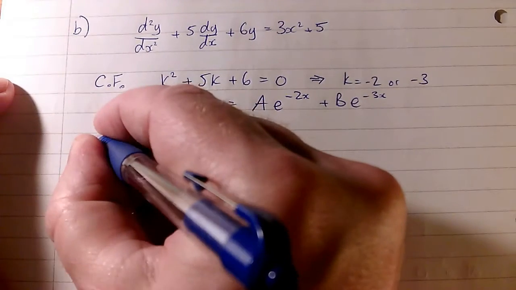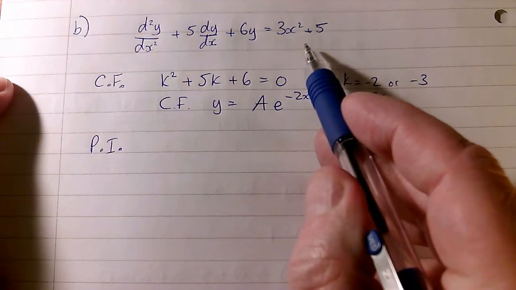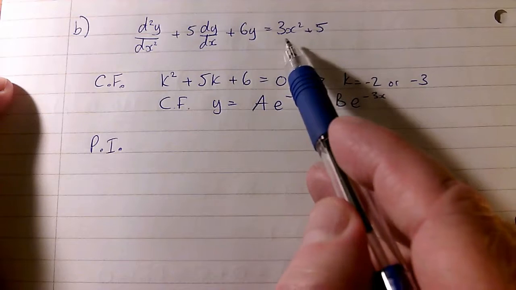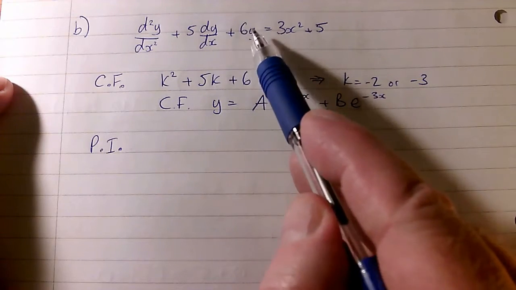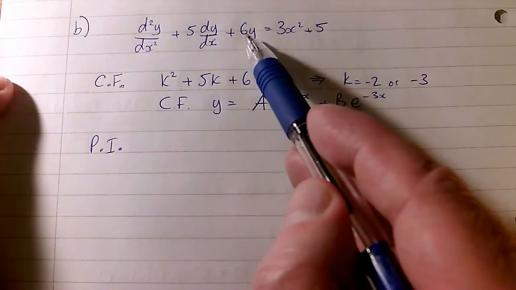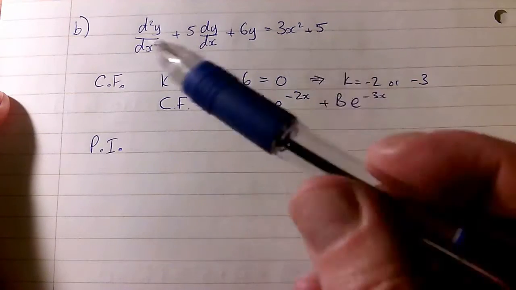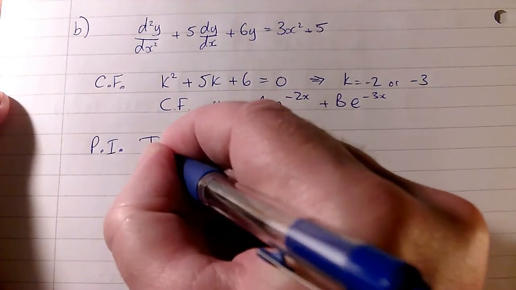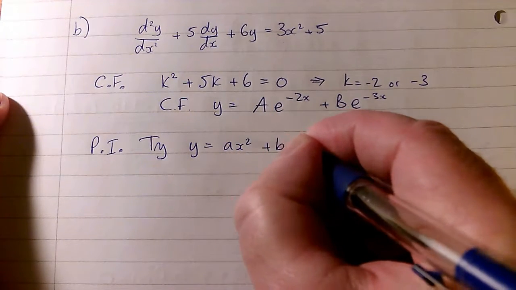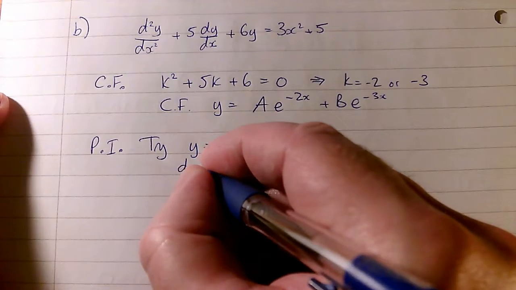So for my particular integral, I need a trial solution. So I look at what I've got here. I've got a quadratic. So a quadratic trial solution is what I need, because this would be quadratic, this will be linear, this will be just a constant. When I add a quadratic to linear to constant, I'm going to get a quadratic. You know that when you've got a quadratic here, your trial solution is y equals ax squared plus bx plus c. And what we do with our trial solution is we differentiate it.